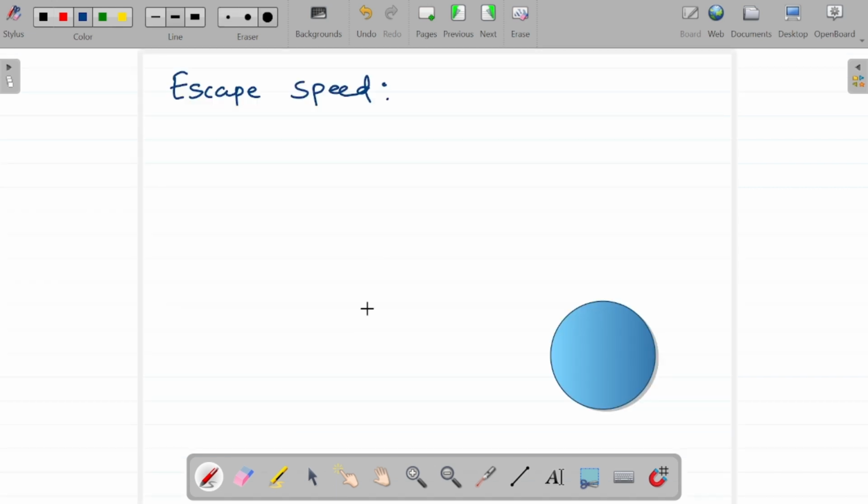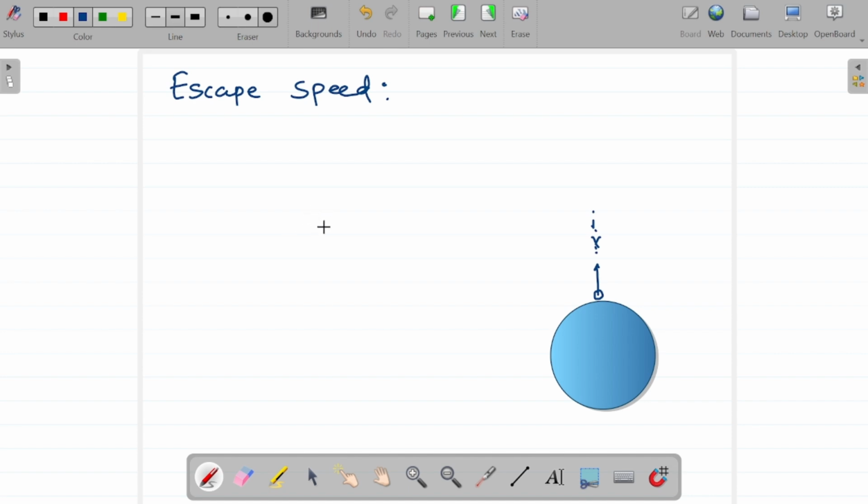Okay, let's move to the next topic, escape speed. So what happens when we throw a stone from the earth's surface? We all know that it goes up to a certain height, and after that it returns to the surface. So now there is a question: is there any speed with which this stone can be thrown so that it never returns? The answer is yes, and that minimum speed required to escape from the earth's gravitational influence, we call escape speed. Loosely, we used to say escape velocity also.